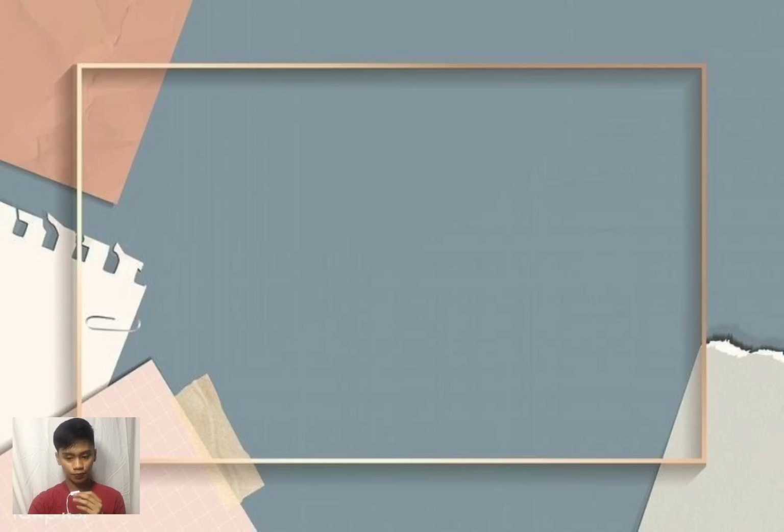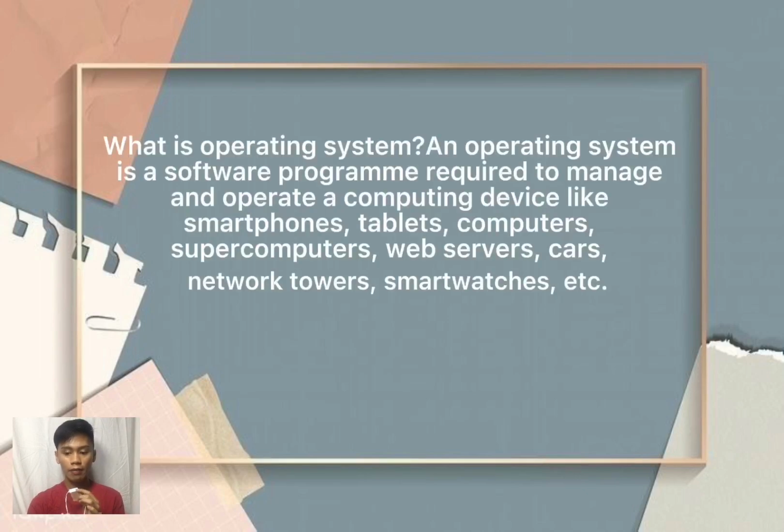So first, what is operating system important? Let us define first what is operating system. Operating system is a software program required to manage and operate a computing device like smartphones, tablets, computers, supercomputers, web servers, cars, network towers, smartwatches, etc.